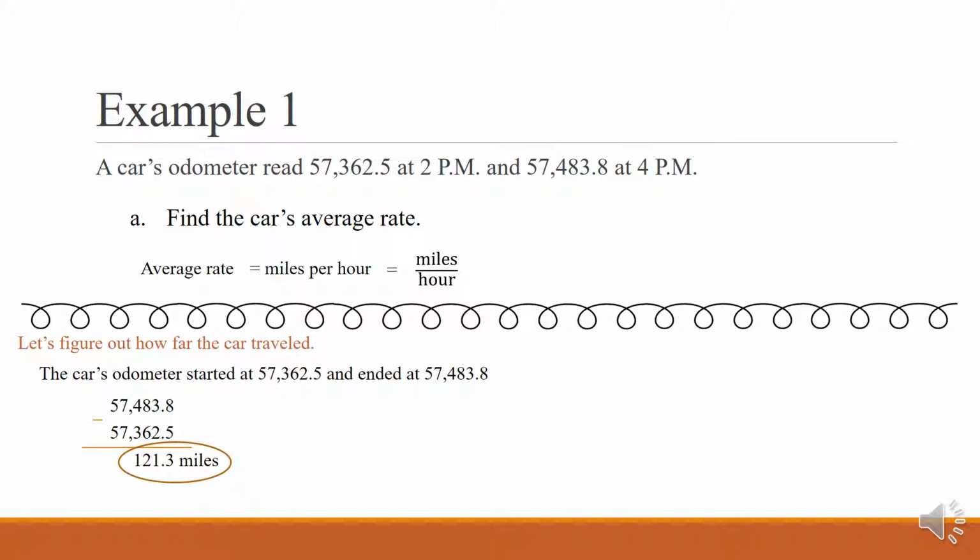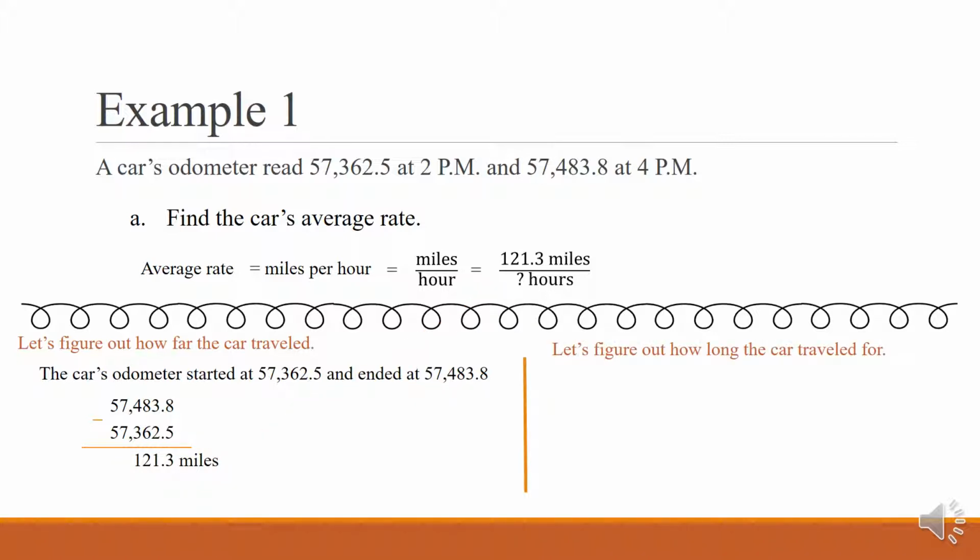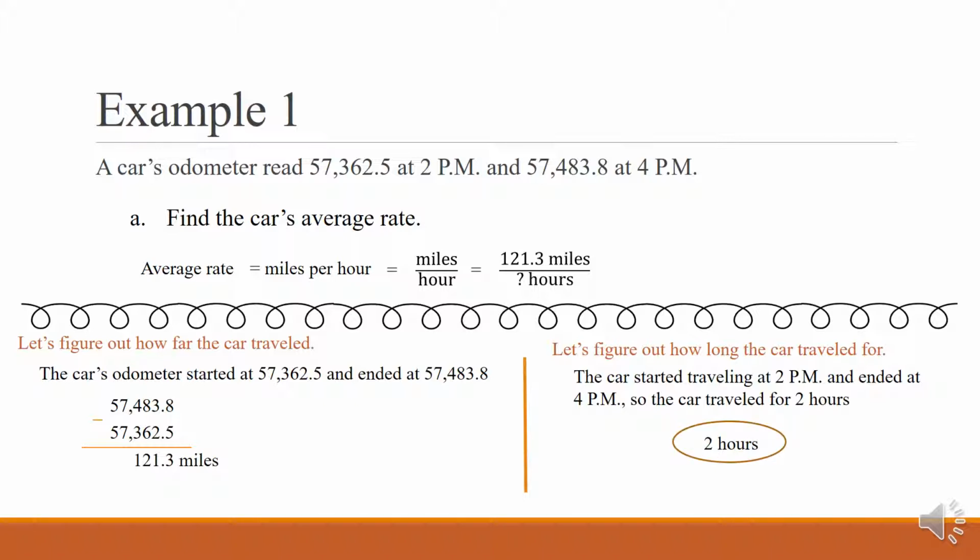Now we know how many miles were traveled, so let's plug that in for miles. We don't know how many hours yet, so let's figure that out. Let's figure out how long the car traveled for. The car started traveling at 2 p.m. and ended at 4 p.m., so the car traveled for 2 hours. So let's plug in 2 for our hours.